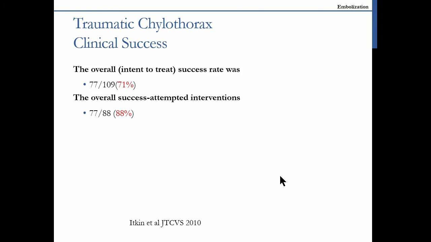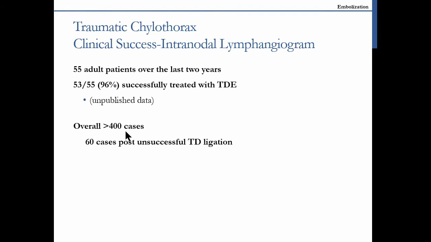So this is our success rate we published in 2010. 88%, pretty good. It's probably the best in the literature. Right now, we climb to 96% because our experience is much better. We just submitted it as an abstract, it's accepted, and we're going to publish it pretty soon. A lot of these cases, you can see, are coming after unsuccessful thoracic duct ligation. We have a separate paper on that.